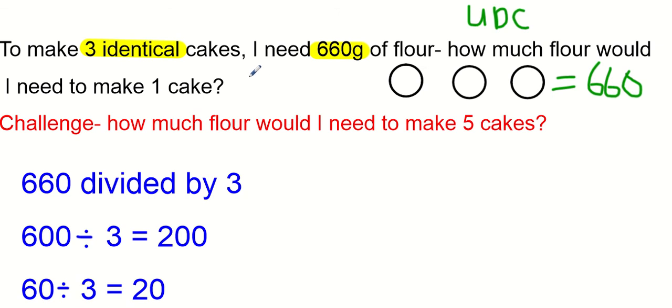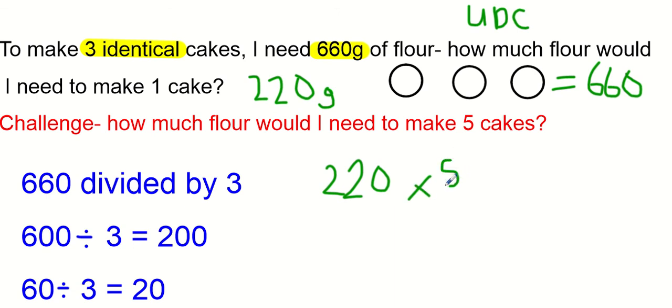I'll just write that there for you. It's really hard to draw, so remember to put in the grams, because it's not 220 bananas, it's 220 grams of flour. Right, how much flour would I need to make 5 cakes? So hopefully what you did was do 220, sorry, times by 5. Now you could set that out as short multiplication, like we did for the question before, or you could times it by 10 and then half it.